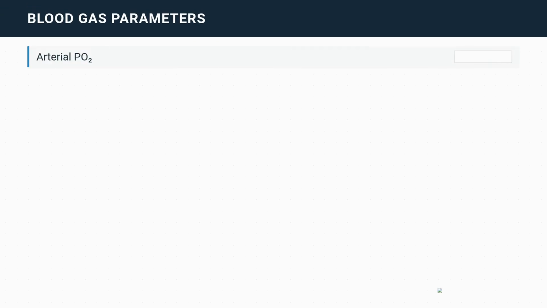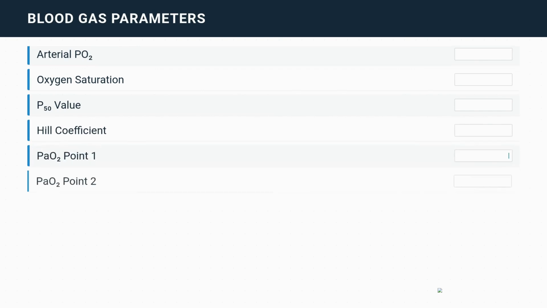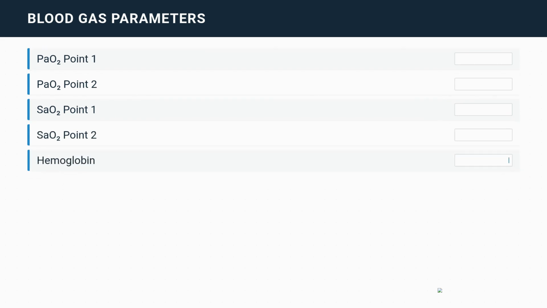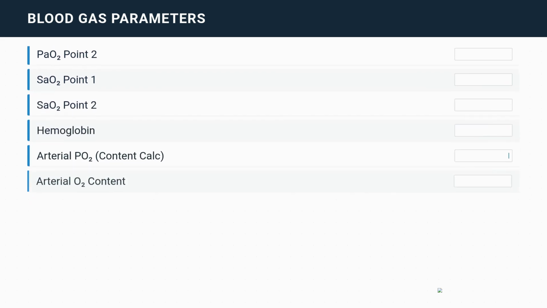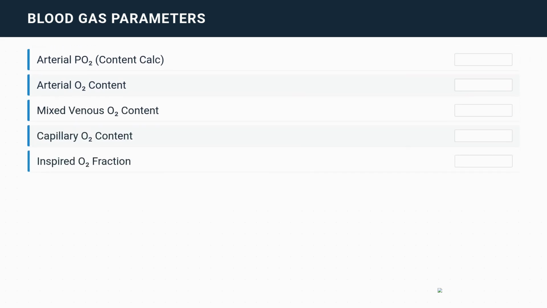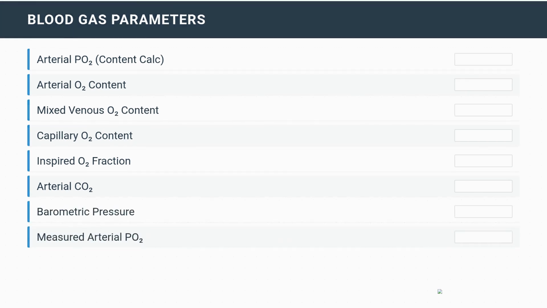Input fields include arterial PO2, oxygen saturation, P50 value, Hill coefficient, PaO₂ 1 and 2, SaO₂ 1 and 2, hemoglobin, arterial PO2 for content calculation, arterial O2 content, mixed venous O2 content, capillary O2 content, inspired O2 fraction, arterial CO2, barometric pressure, and measured arterial PO2. Let's work through an example.